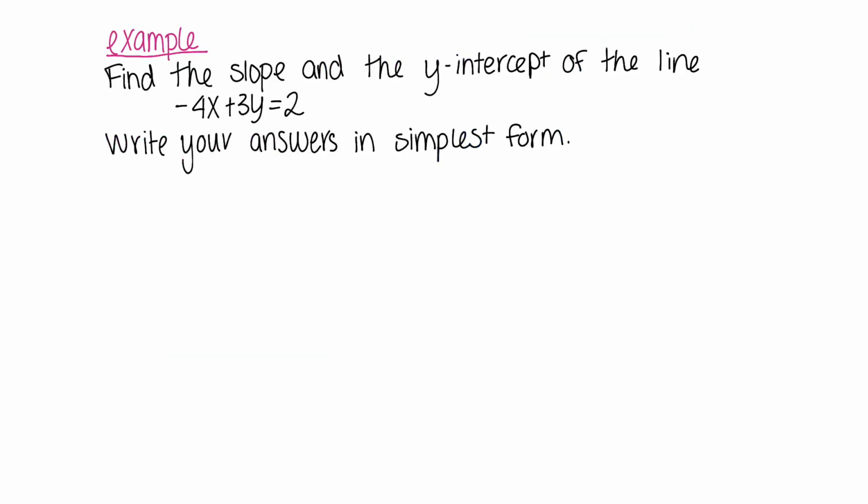Here we have negative 4x plus 3y equals 2. Once again, we want to get it into y equals mx plus b form. So I'm going to get rid of the x on the left by adding 4x to both sides. The 3y will come down. I cannot combine together 2 and 4x. They are not like terms. So instead I'm just going to do 4x plus 2.